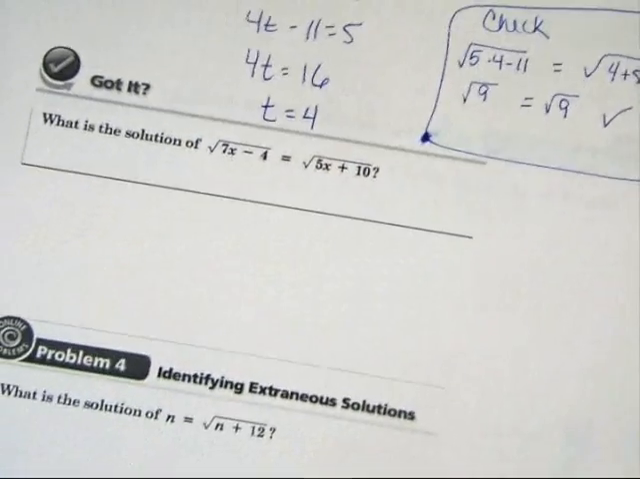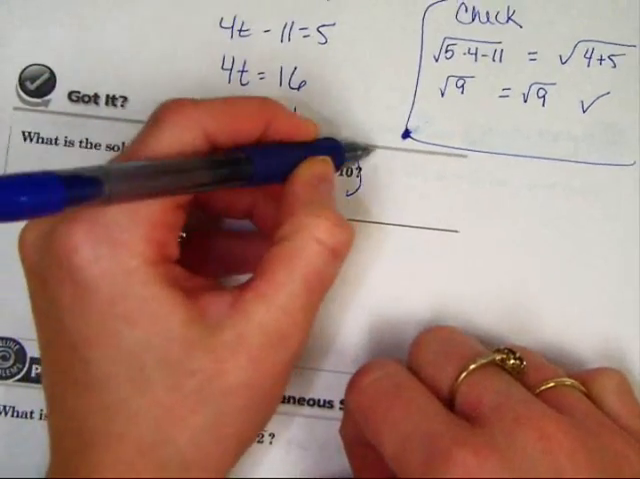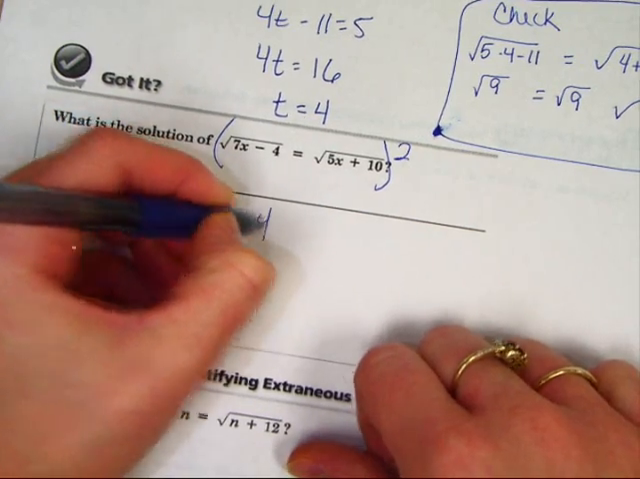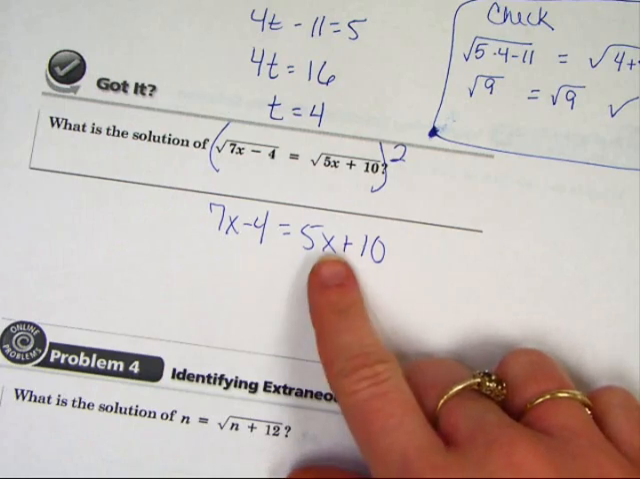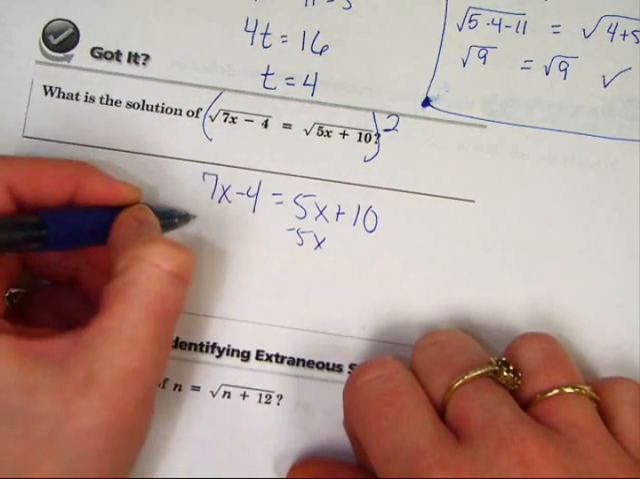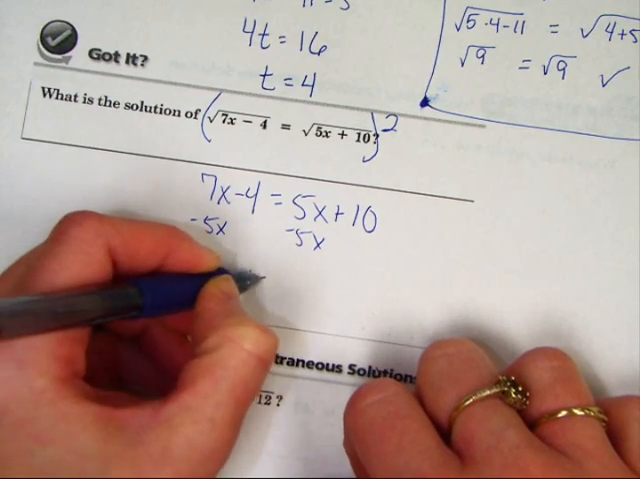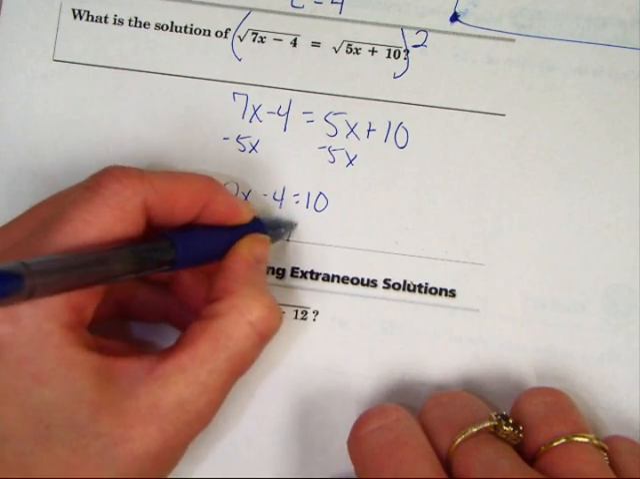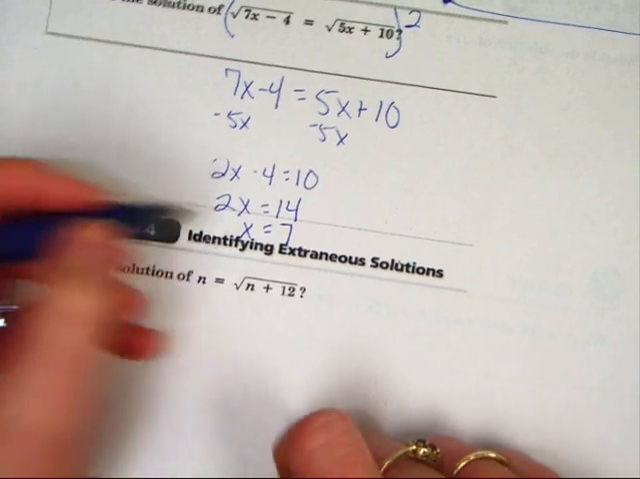Move down to the got it. See how there's a radical on the left and a radical on the right? You just square both sides. So we get 7x minus 4 equals 5x plus 10. Take away 5x from both sides to start solving. You get 2x minus 4 equals 10. Add 4, 2x equals 14. Divide by 2, x is 7.